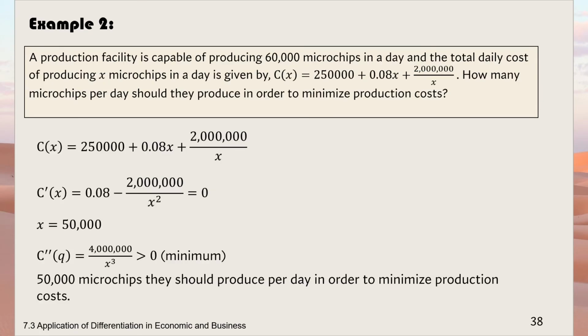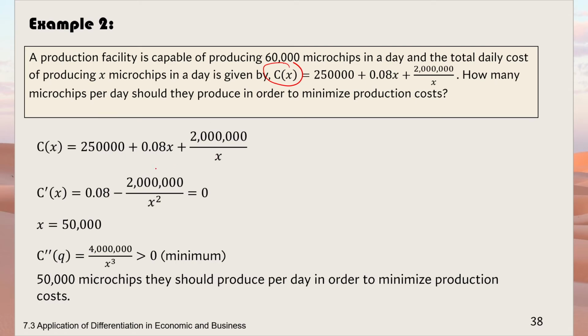Now example 2. A production facility is capable of producing 60,000 microchips in a day, and the total daily cost of producing x microchips in a day is given by this one, the cost. How many microchips per day should they produce in order to minimize the production cost? So they want to know the production.